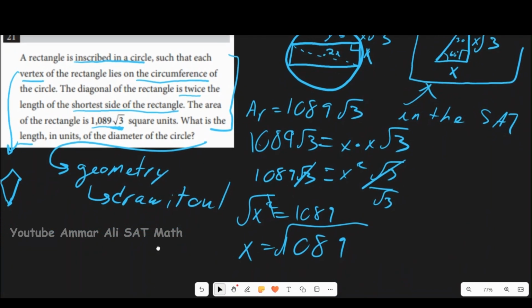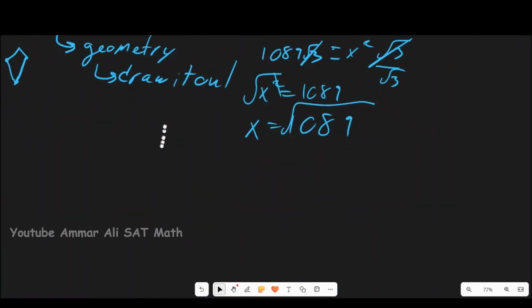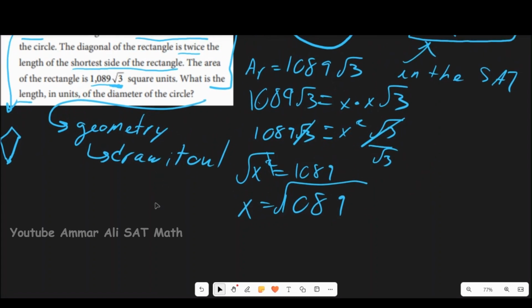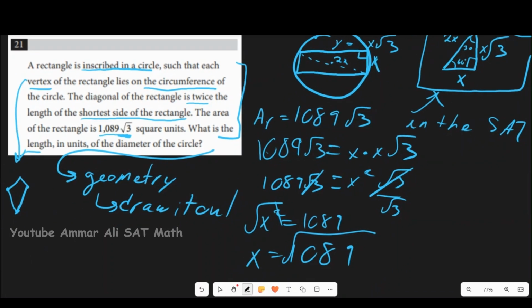So what do we do now? Well, we know easily, right? The diameter is just going to be 2x. So let's just solve for the diameter, because we know that 2x is going to be x times 2. They're asking us for the diameter anyways, right? And how do I know the diameter is 2x?